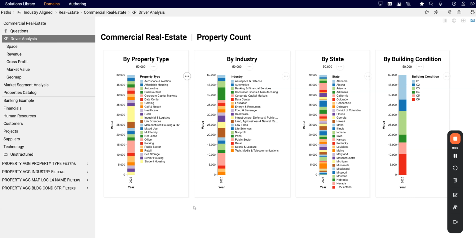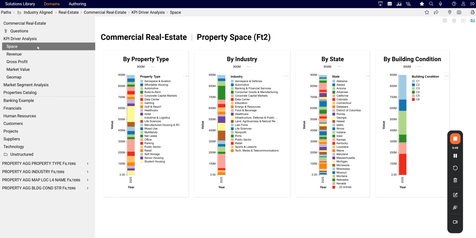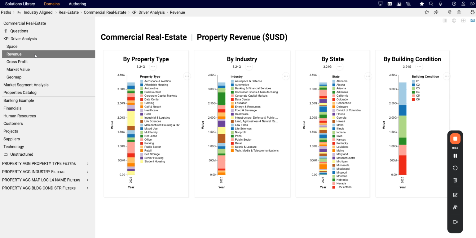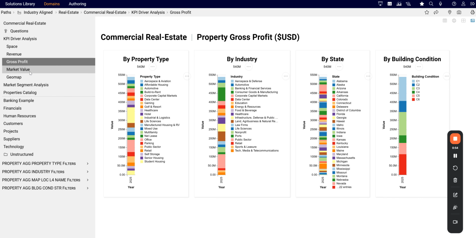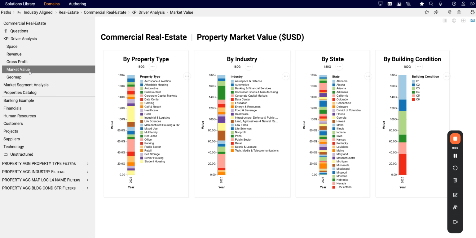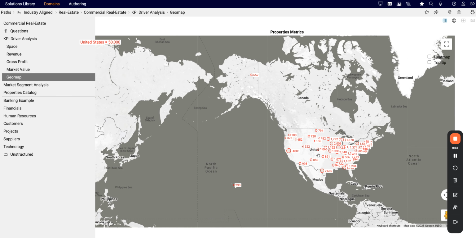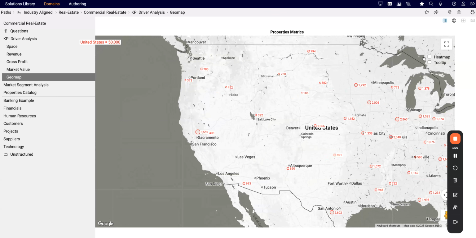So here, for example, if we look at the KPIs, we have the property count by property type, by industry, by state, by building condition. You can see here 50,000 properties in this model. We can look at the space, 900 million square feet, the revenue associated with these, the gross profits, as well as the market value. We can then drill down and look at the information on GeoMap as well.